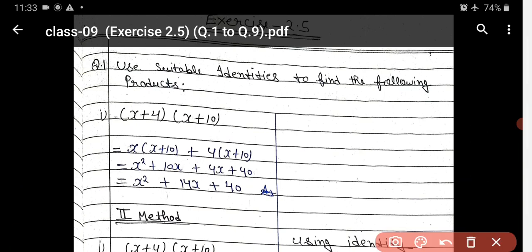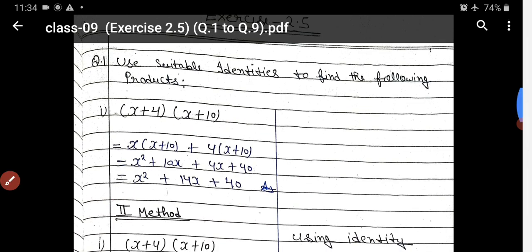So how do you solve (x plus 4)(x plus 10)? Nothing is there between the brackets, so by default it is always multiplication, so you have to multiply. First multiply x with the whole bracket, then 4 with the whole bracket. Now x into x becomes x square, x into 10 becomes 10x, 4 into x becomes 4x, and 4 into 10 becomes 40. So what you get here is x square plus 10x plus 4x, that is 14x, and then plus 40 is your answer. But you are not using any property. It's a simple method as you studied in previous classes.